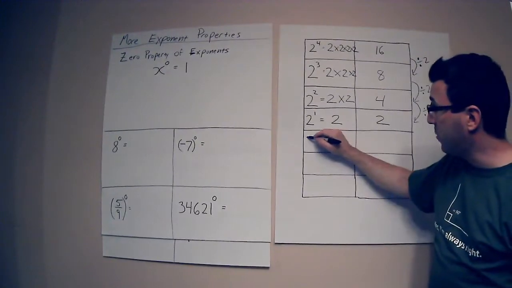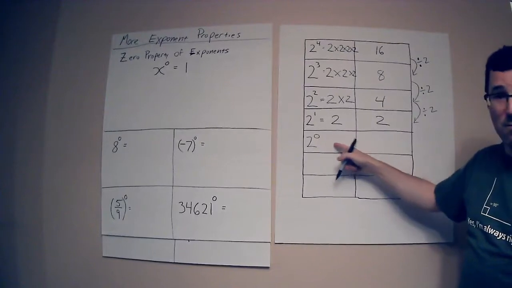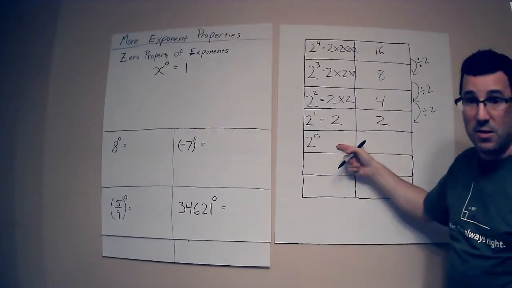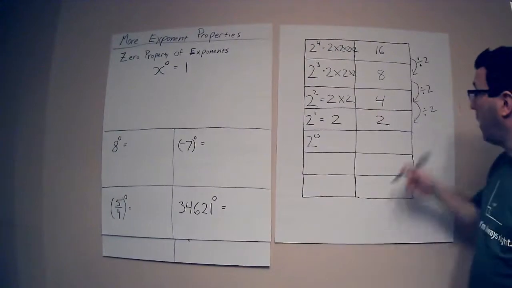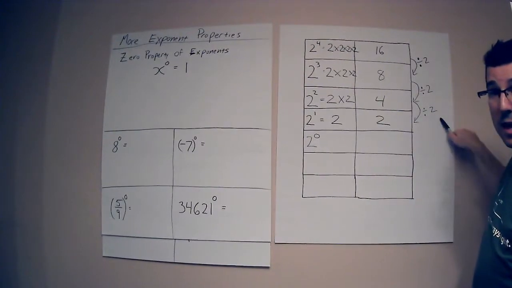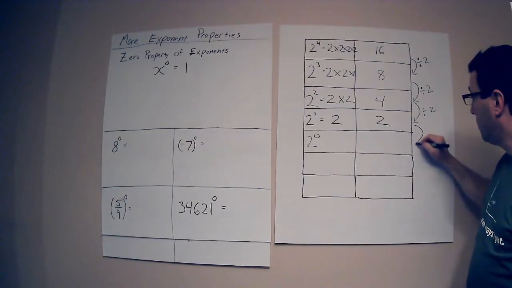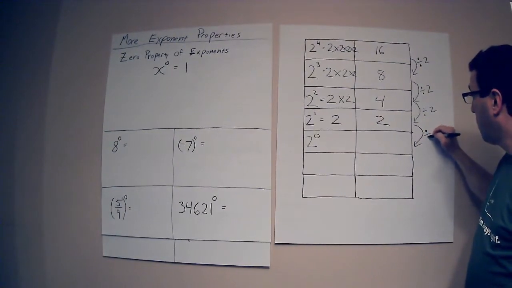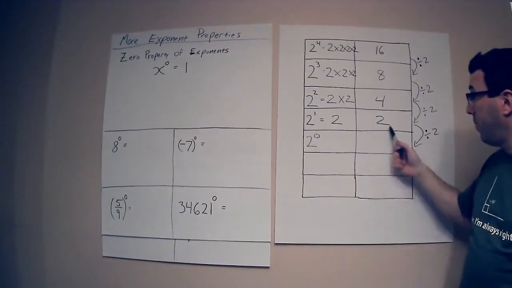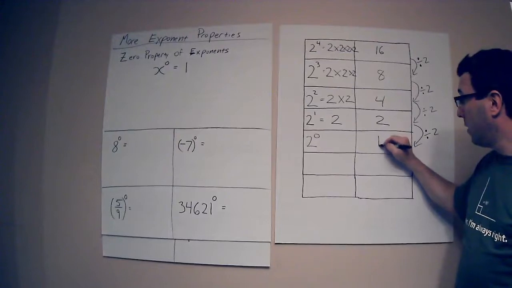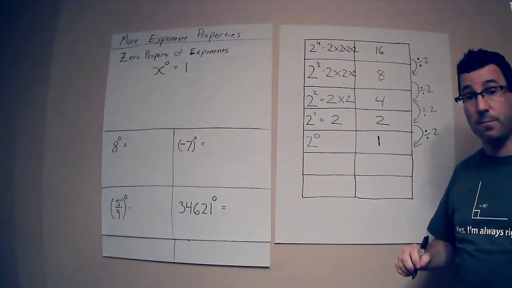So then the question becomes, well, 2 to the 0, I can't write anything here. I don't know what to write. So I have to figure out what to do. Well, I'm going to follow the pattern that I have here. I'm going to keep dividing by 2. And when I divide 2 by 2, I get that 2 to the 0 is equal to 1.